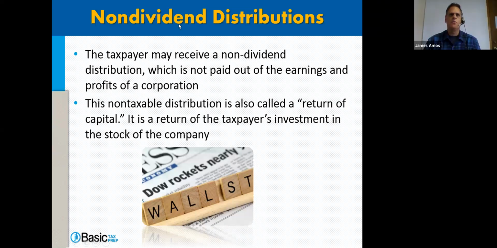What about non-dividend distributions? Here's an example where you can get money from a company but it's not coming from the profits. A taxpayer may receive a non-dividend distribution which is not paid from the earnings and profits of a corporation. A non-dividend distribution is called a return of capital, and it is a return of the taxpayer's investment in the stock of the company. Okay, so let me give you an example.